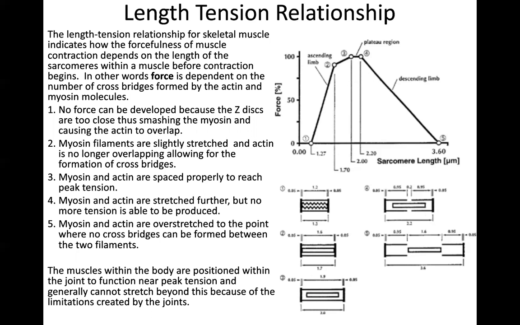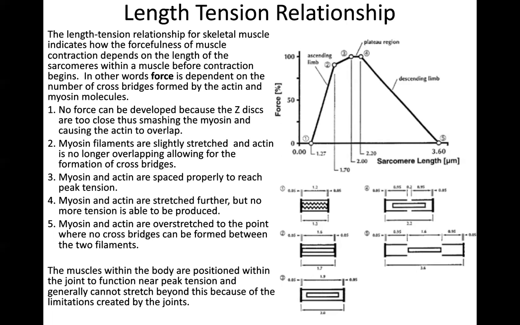In other words, force is dependent upon the number of cross bridges formed by the actin and the myosin molecules, and it all relates to what position the muscle was in before it contracts. We've got 5 different points here on this graph. This is actually the figure from the scientific study that first described this process. Actually, it was really cool.